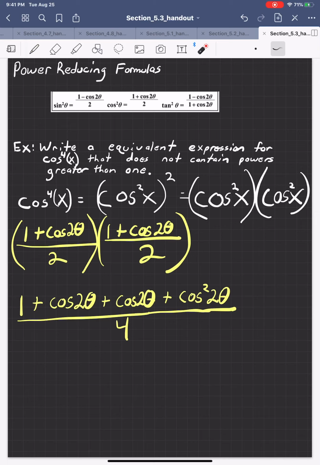Are we done? Well, we want an equivalent expression that does not contain powers greater than 1, right? So unfortunately, we still have a problem. This cosine squared is keeping us from completing.